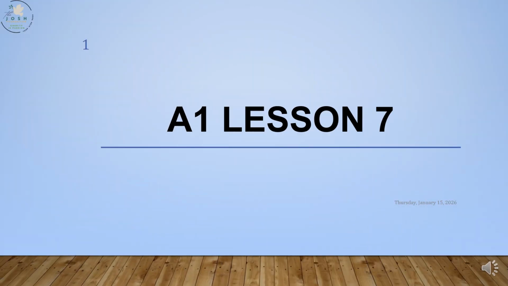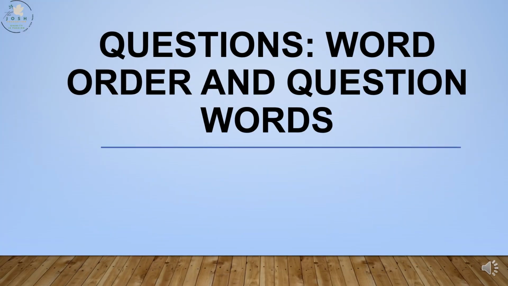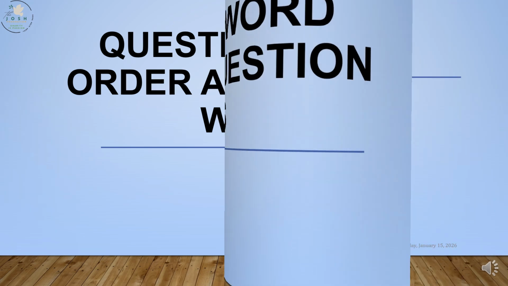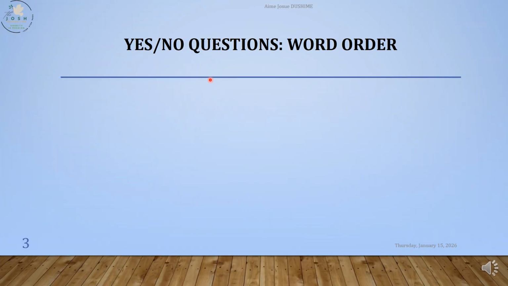Right, well, let's go to A1 lesson 7 today. As you might have reviewed the past lessons, and if you haven't reviewed 1 to 6, you can look at them. Then we'll continue with today's lesson, which is going to be about question words and question order. We have many different types of question words and question types.